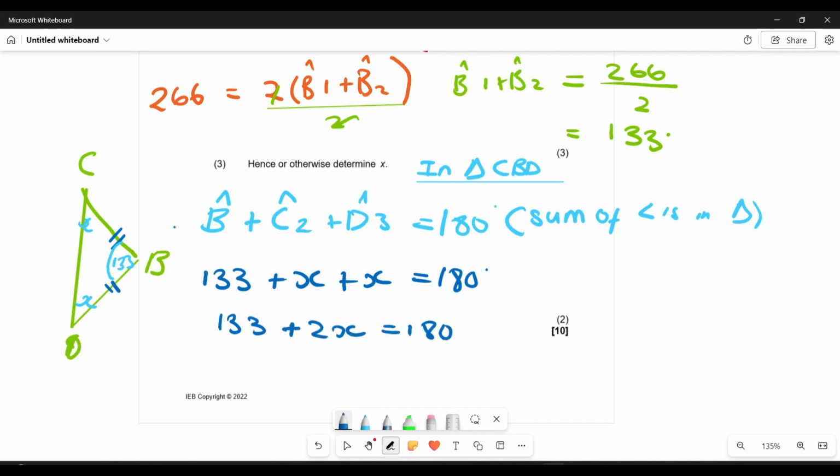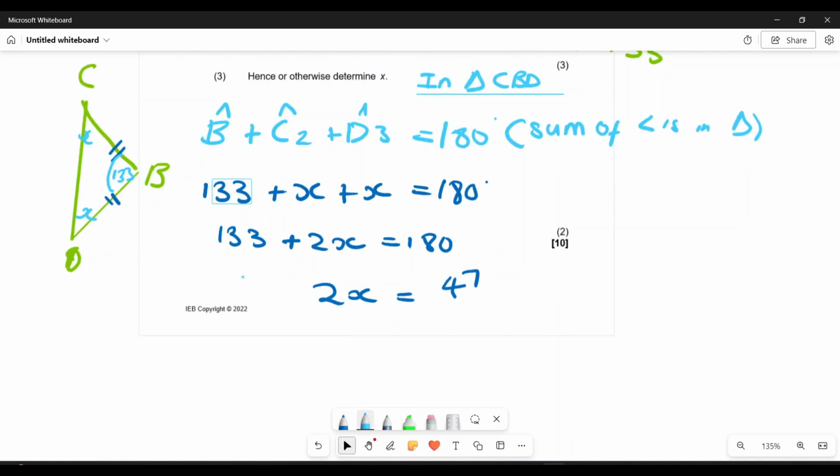Now, taking the 133 to the other side, 2x will be equal to 180 minus 133, which is equal to 47. And now I'm looking for x, not 2x. So to get rid of this 2, I'm going to divide on both sides. As a result, my value of x would be 47 over 2. Punching that into my calculator, this is the same as 23,5. And this would be all for this question.